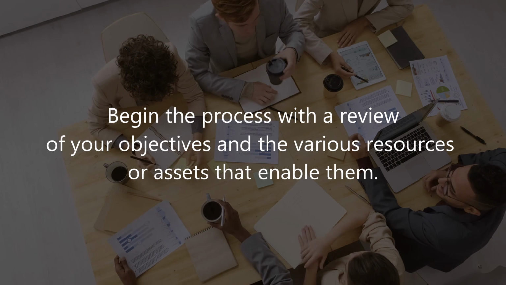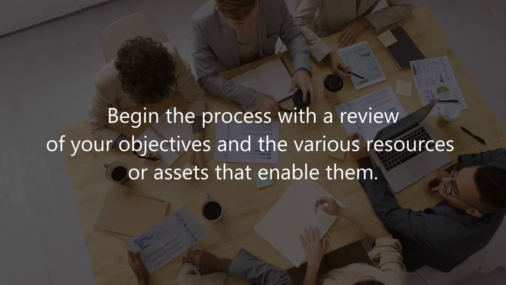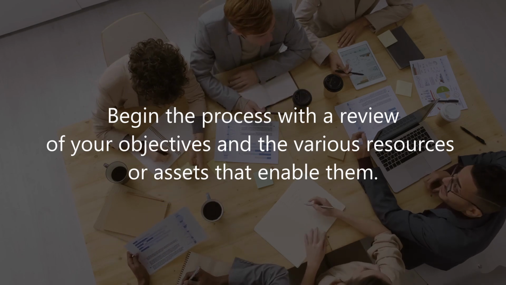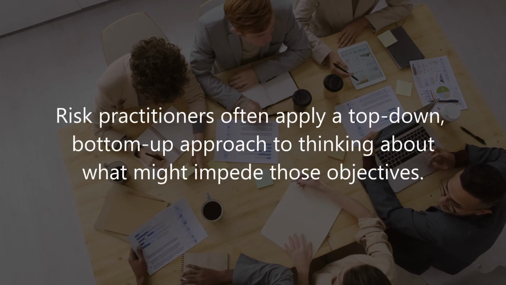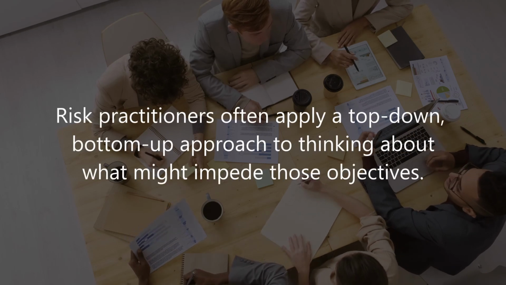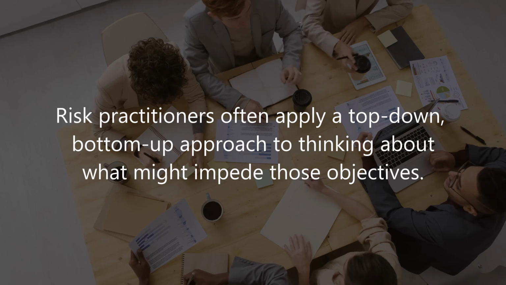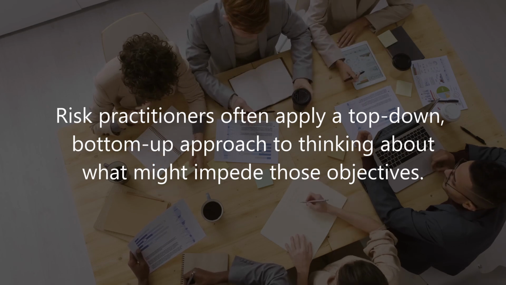The first step is to determine the potential risks themselves. That requires some context. To consider what could go wrong, one needs to begin with what must go right. Begin the process with the review of your objectives and the various resources or assets that enable them. Risk practitioners often apply a top-down, bottom-up approach to thinking about what might impede those objectives.